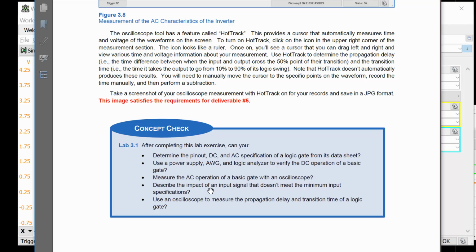Can you describe in words the impact of an input signal that doesn't meet the minimum input specification of a gate and how that impacts the output? And then finally, can you use an oscilloscope and zoom in on the transitions and measure the propagation delay and the transition time of a logic gate? If you can do that, you have successfully completed this lab, and we are done.